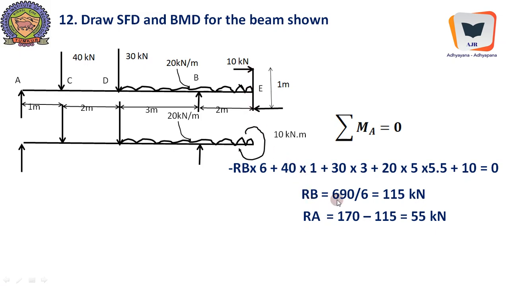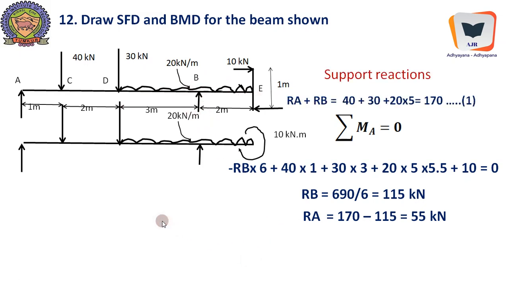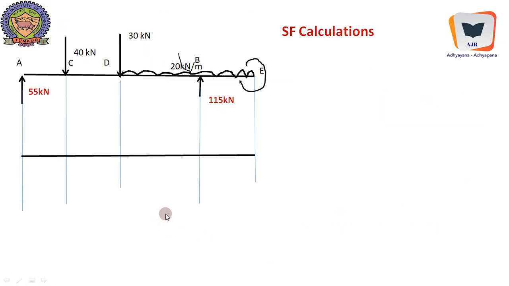It becomes a mistake because it is a concentrated moment, a readily available moment generated by just welding a frame to the beam. So RB equal to 690 by 6 will give us 115 kilonewton over here, and RA equal to 55 kilonewton. We can notice RB happens to be big because all the loads are in the proximity of this particular support. Right. And we will go for shear force computation.